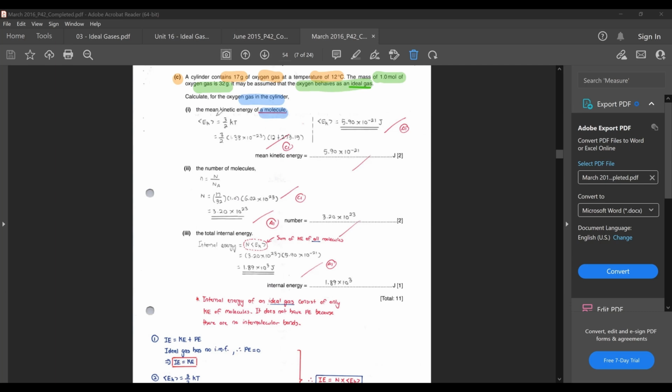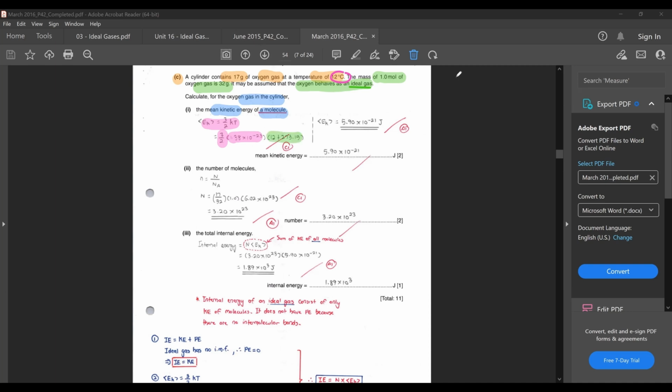Okay, here they want the mean kinetic energy of a molecule. So the equation that should come to mind is this one: Ek equals 3 over 2 kT. Okay, so your Boltzmann constant is 1.38 times 10 power minus 23. You will eventually be able to get it from your data sheet. And your temperature here is 12 degrees Celsius. You just change it to Kelvin.